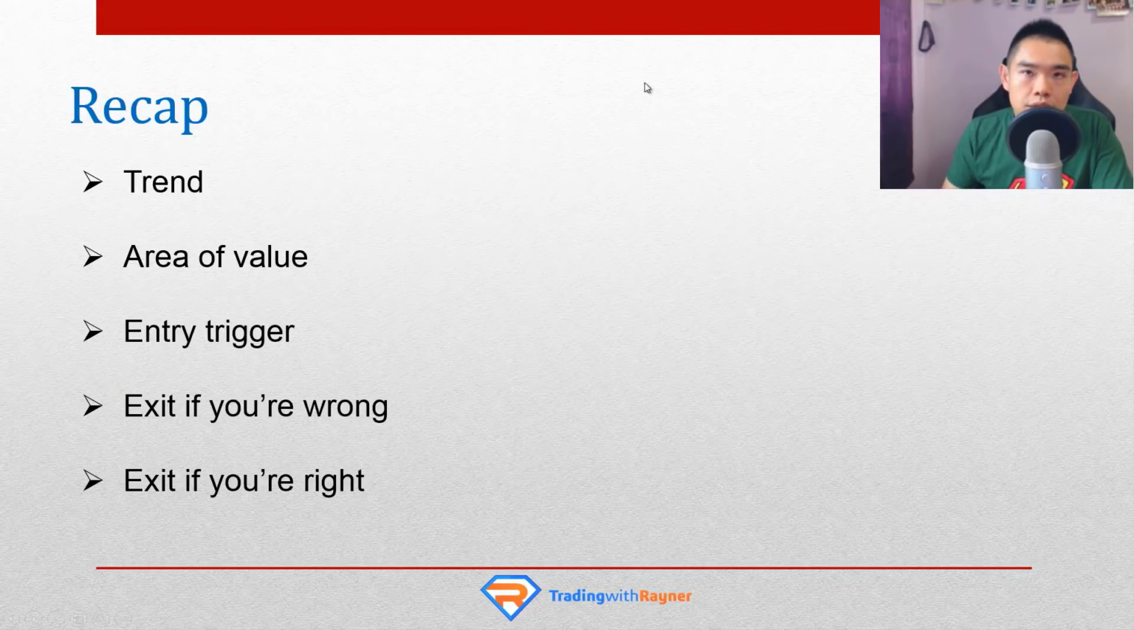So, a quick recap of what we have learned today. Number one, when you trade pullbacks, first and foremost, the trend. Next is the area of value, which could be support, resistance, trend line, etc. Then an entry trigger, which could be a false break, hammer, shooting star, etc. Next is your exit if you're wrong, which simply means your stop loss.